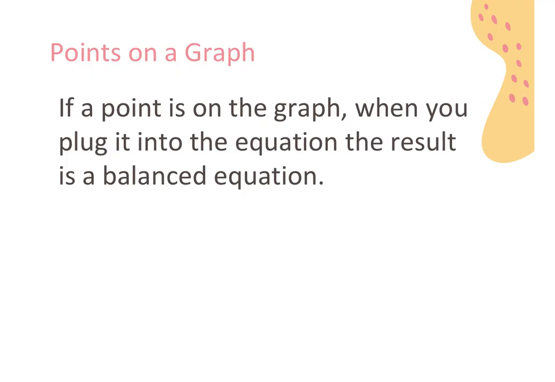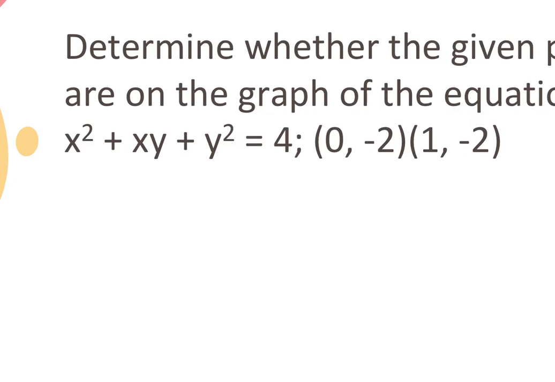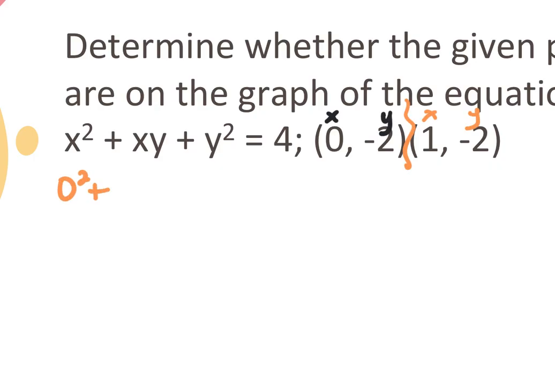So if I had an equation, no matter what that equation is, it could be a line, a circle, a parabola, a graph of something we can't even identify. If it gives you a coordinate point and it asks you if that point is on the graph, then you simply plug it in and you see if you end up with a balanced equation. So that would look something like this. Determine whether the given points are on the graph of the equation. So there are two sets of points there. We're going to take them and plug them in one at a time. First, this is my x and y, and then the second one would be my new x and y. And I'm going to plug them in. So 0 squared plus 0 times negative 2 plus negative 2 squared equals 4.